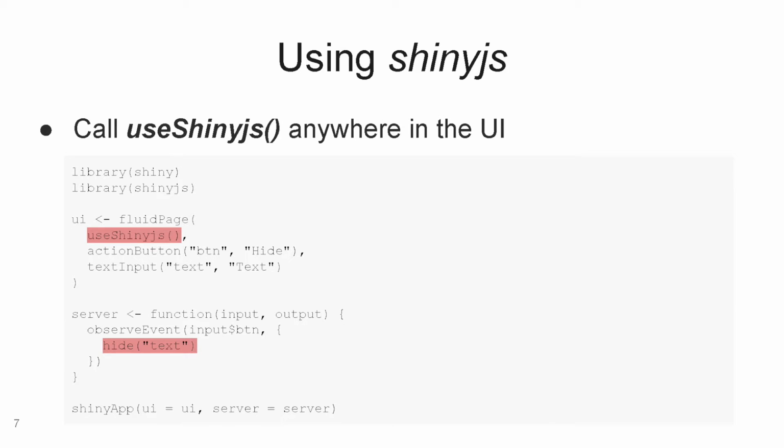So getting into the core of ShinyJS, the first thing you have to know about ShinyJS is that you always need to include a call to useShinyjs somewhere in your UI. I usually like to include it near the top, just for stylistic reasons, to know that you're using ShinyJS in this app, but it can go anywhere in the UI of the app. This right here is the simplest code you could use to do something with ShinyJS.